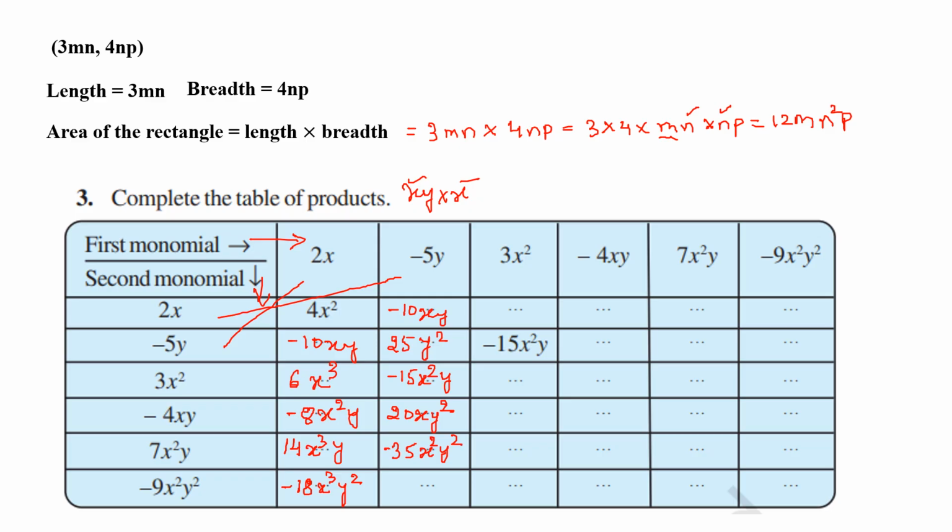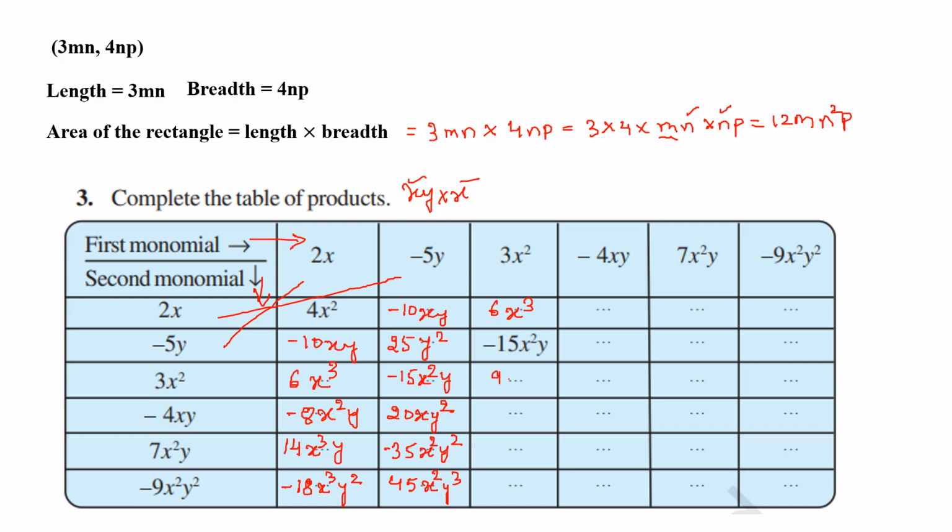Then minus 9x square y square into minus 5y. Minus 9 into minus 5 is 45. Then x square and y square into y will give me y cube. So now I have done with the second column also. Now third column, 2x into 3x square. So 2 into 3 is 6, 6x cube. Then 3x square into 3x square.